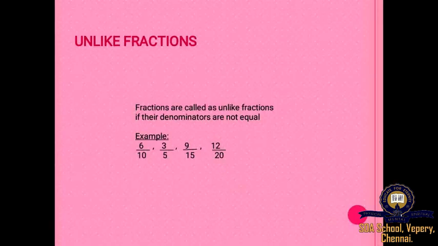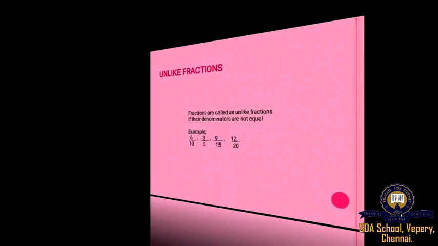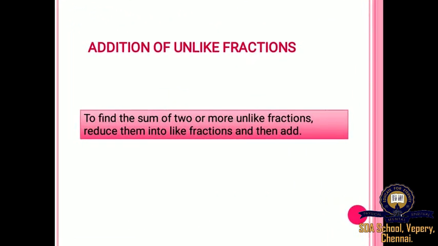Unlike fractions. Fractions are called as unlike fractions if the denominators are not equal. In the below fractions, you can see it is 6 by 10, 3 by 5, 9 by 15, 12 by 20. They have different denominators. So such fractions are called as unlike fractions. Now we will see addition of unlike fractions.